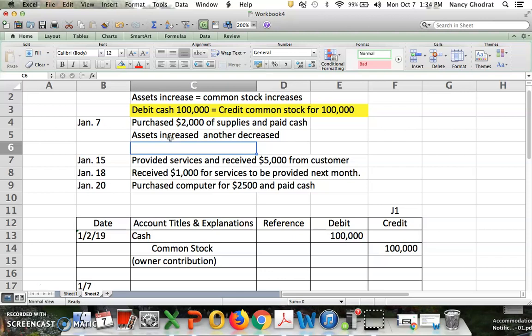Now, how do you increase supplies? Because it's an asset, by convention, we debit assets to increase them.